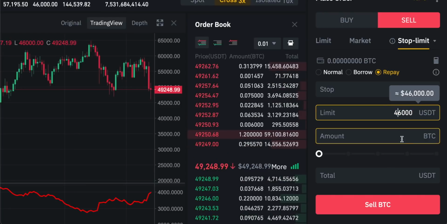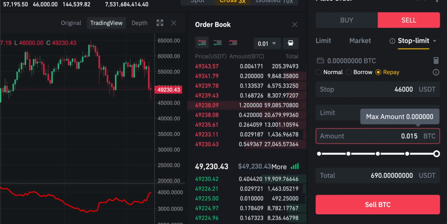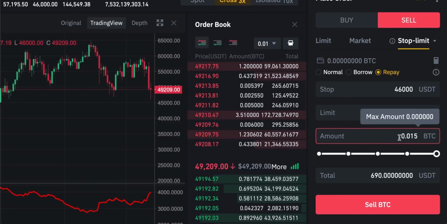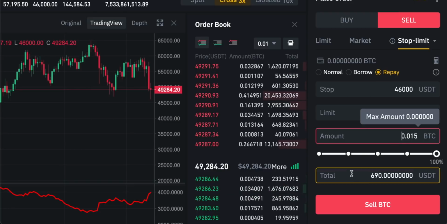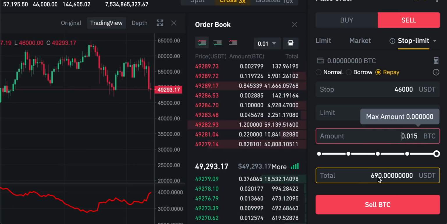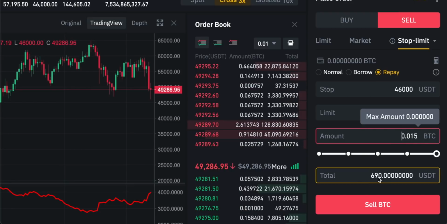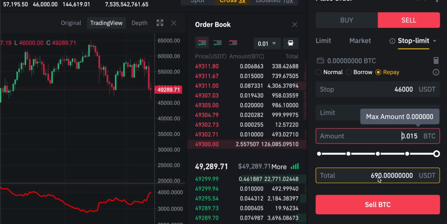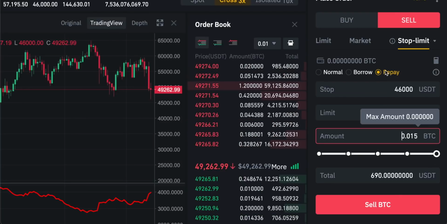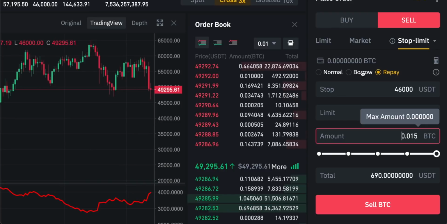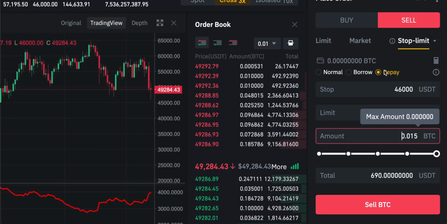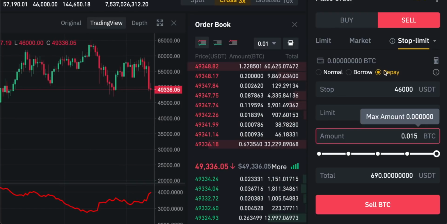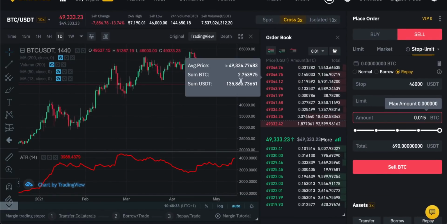We need to make sure that we're trading the exact same amount of Bitcoin so that we sell out our position and close it off, so 0.015. You can see that total amount, definitely less than the buy order that we placed, so that is our stop loss selling us out of a losing position. You can see it switched to repay here, also really important. You don't want to borrow more, you want to repay that long that you had with the margin. And that would be a long position with a stop loss in place when you're day trading.